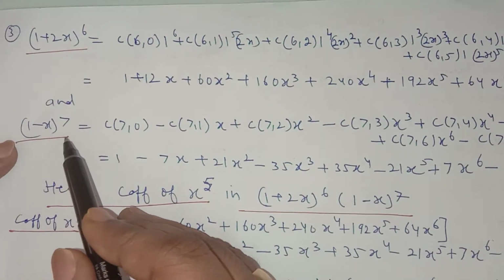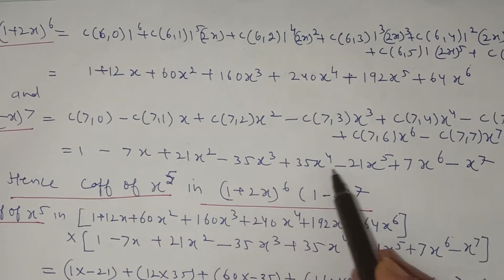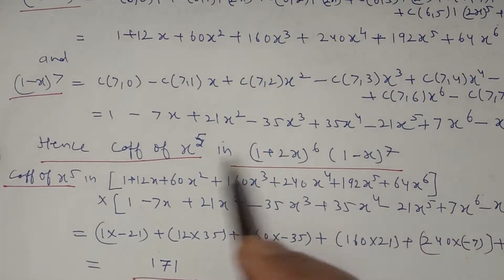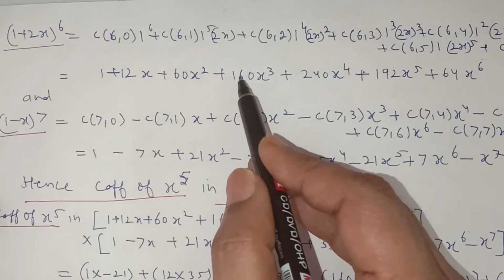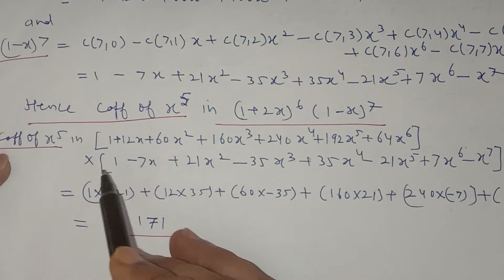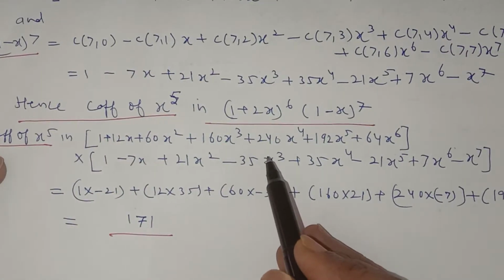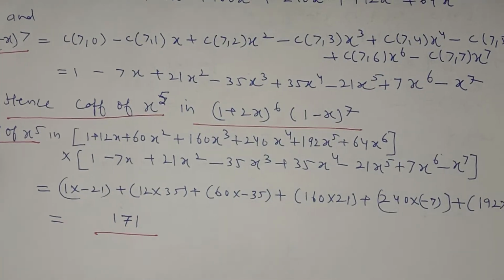Now expand (1 − x) raised to power 7; you will get 8 terms: 1, 2, 3, 4, 5, 6, 7, 8. Like this, you take your own time. Now you have to find the coefficient of x to the power 5 in this product: first binomial, second binomial, and the product sign between them. Now I need x raised to power 5, so in these two, I'll select the terms which will contain x to the power 5.